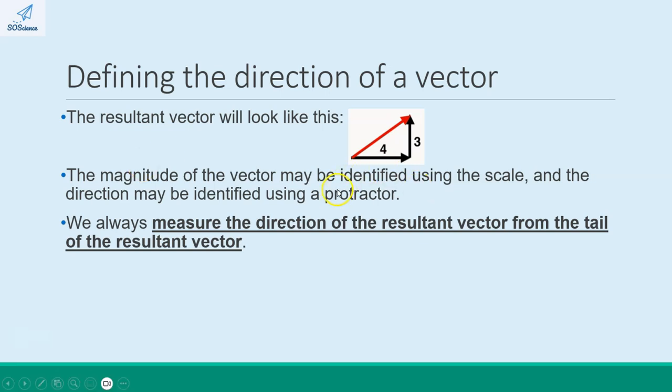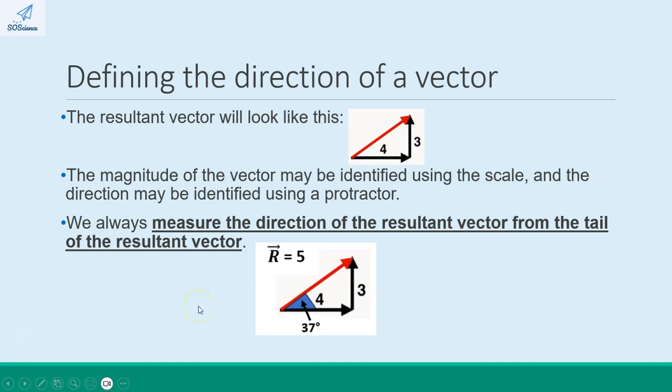Now, when you measure the angle, the direction, you need to measure the direction of the resultant vector from the tail of the resultant vector. So based on the scale, I got a resultant of 5 units. That's just based on a ruler measurement. And based on the angle here, using a protractor, I got 37 degrees. So you would measure at the tail of the resultant vector, the angle within the triangle.